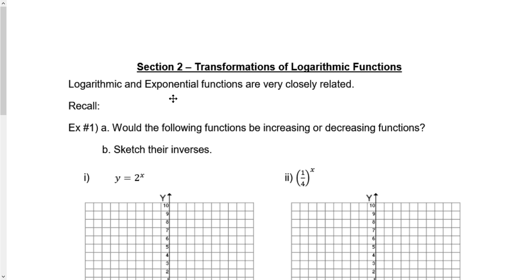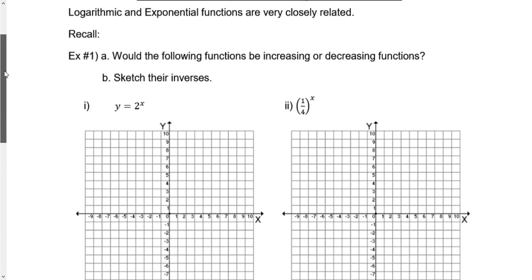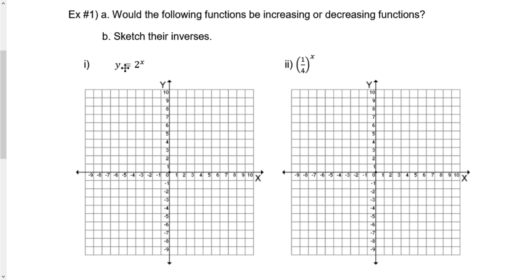So since logarithmic and exponential functions are very closely related, we can make some really nice recall to this information. So if we had the equations y equals 2 to the power of x and 1/4 of it, oh, that is definitely a typo. That should be y equals 1/4 to the power of x. We have to determine whether these exponential functions are going to be increasing or decreasing. Now, super quick, since our base here is greater than 1, this would definitely be an increasing function. Whereas our base here is in between 0 and 1, it would be a decreasing exponential.